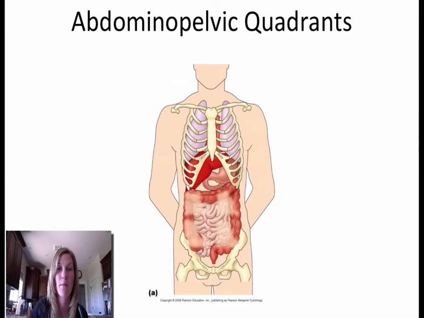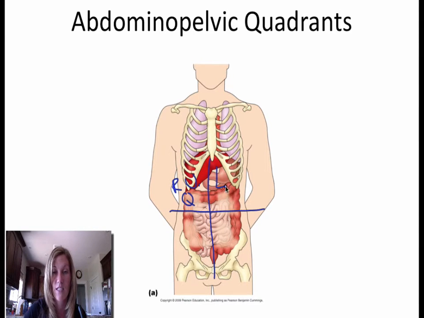So now we have the abdominopelvic quadrants. Okay, so the different quadrants, if we divide them into the 4 quadrants, it's separated here. This is going to be the right upper quadrant. Okay, I know it's on the left side, but it's on this guy's right side. Okay, this then is going to be the left upper quadrant. Okay, so then this is going to be the right lower quadrant and the left lower quadrant. Okay, so hopefully that makes sense.